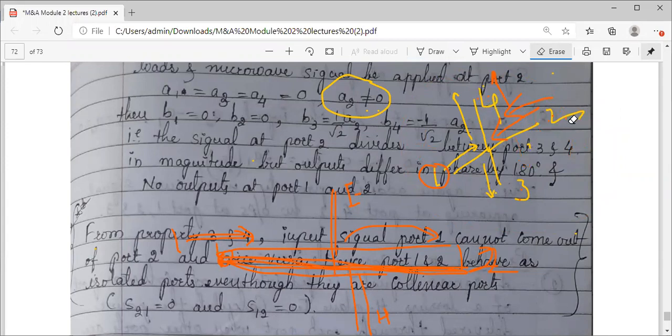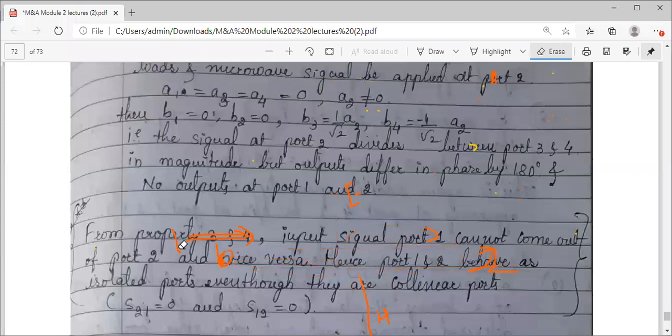Now coming to port 2, if you feed the power from port 2, it will again divide between 3 and 4. It will not enter port 1. So even though structure wise, 1 and 2 ports are collinear arms, they are behaving here as isolated ports. What is applied at 1 will not come at 2, and vice versa. Hence, even though they are collinear arms, structure wise aligned, they behave like isolated ports. This is one conclusion drawn from property third and fourth. I have noted here, you can see the star mark.